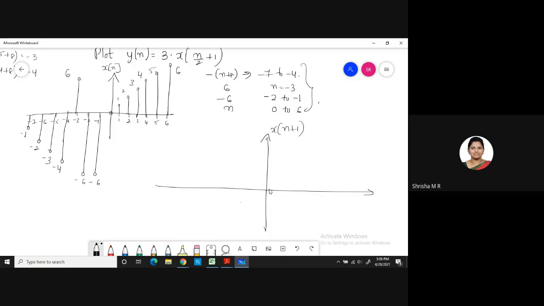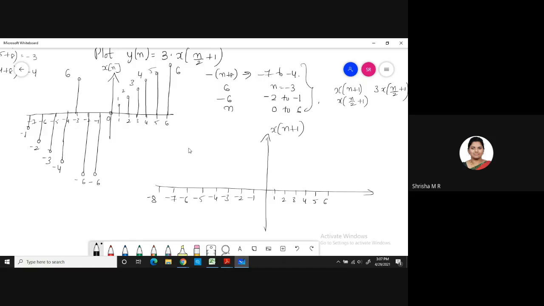So first we are doing shifting, x of n plus 1. Then we'll do scaling, x of n by 2 plus 1. Then we'll do 3 times x of n by 2 plus 1. We'll do amplitude scaling at the end. So n plus 1 means the signal which is at 0 will go to +1 or -1? -1. Yes, it will go to -1. So whatever is at -7 will go to -8, correct? One time instant where it is occurring earlier.